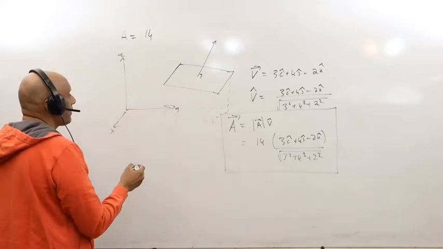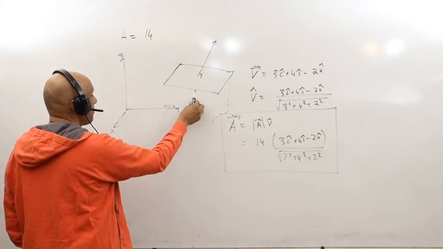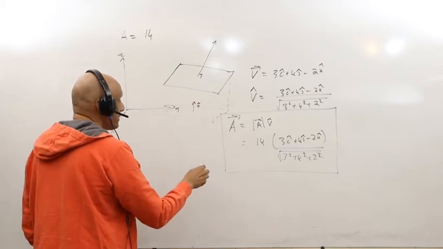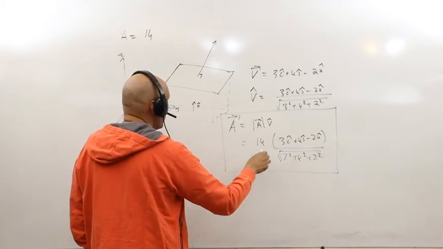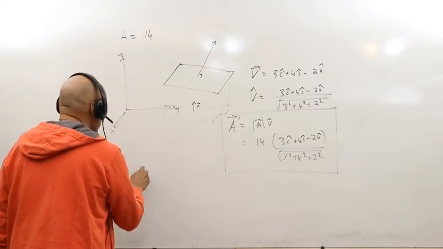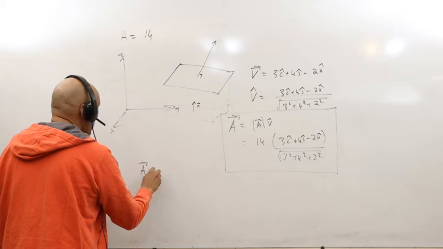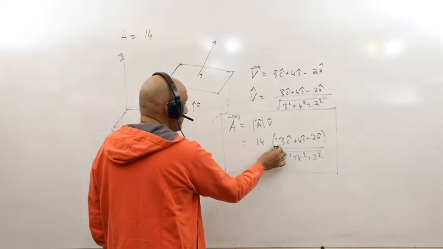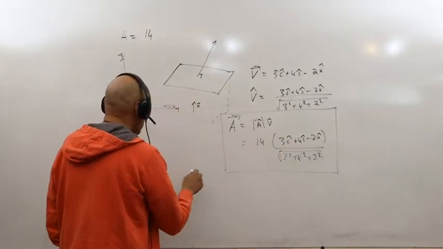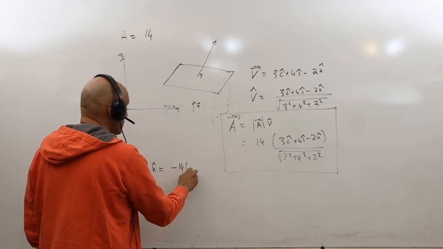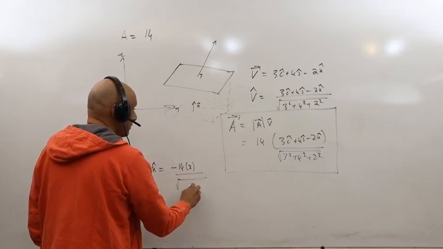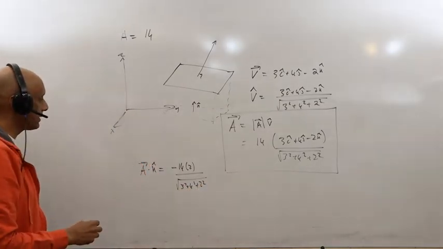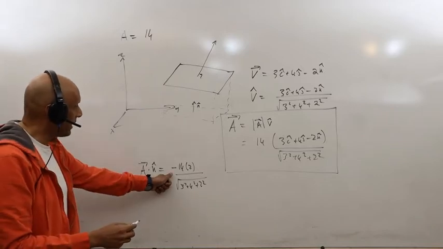Okay. So this parallelogram, you'll notice that the projection is a component along the k direction. So what we really want is the k component of this vector. That's your projection. The k component of this vector is sometimes referred to as a dot k, the dot product if you want. There'll be an i component, a j component, and a k component. So the k component will be negative 14 times 2 over the square root of 3 squared plus 4 squared plus 2 squared.